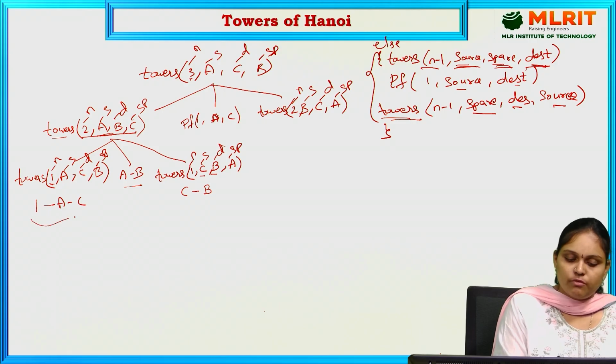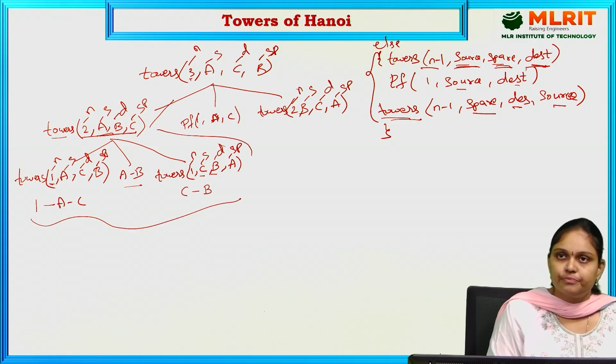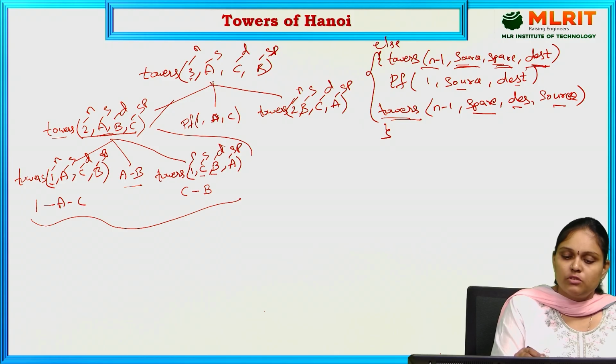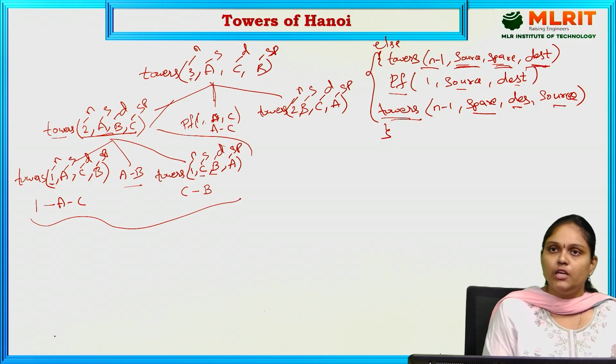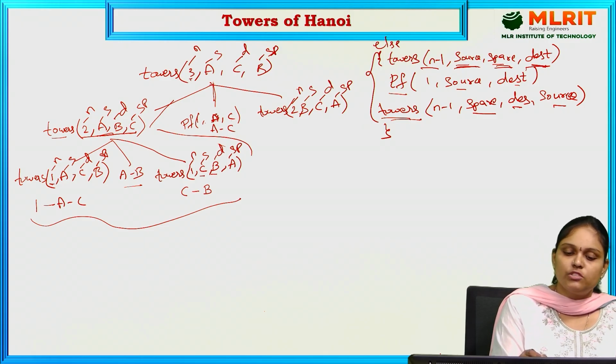After completion of all these three, it will return back to the towers function. After it returns back to the towers function, it has a printf statement that is source to the destination. So by using printf, we are asking to print from source to the destination. Here source is A and the destination is C. So we are moving from A to C. Again, it will return back to the function which it called.